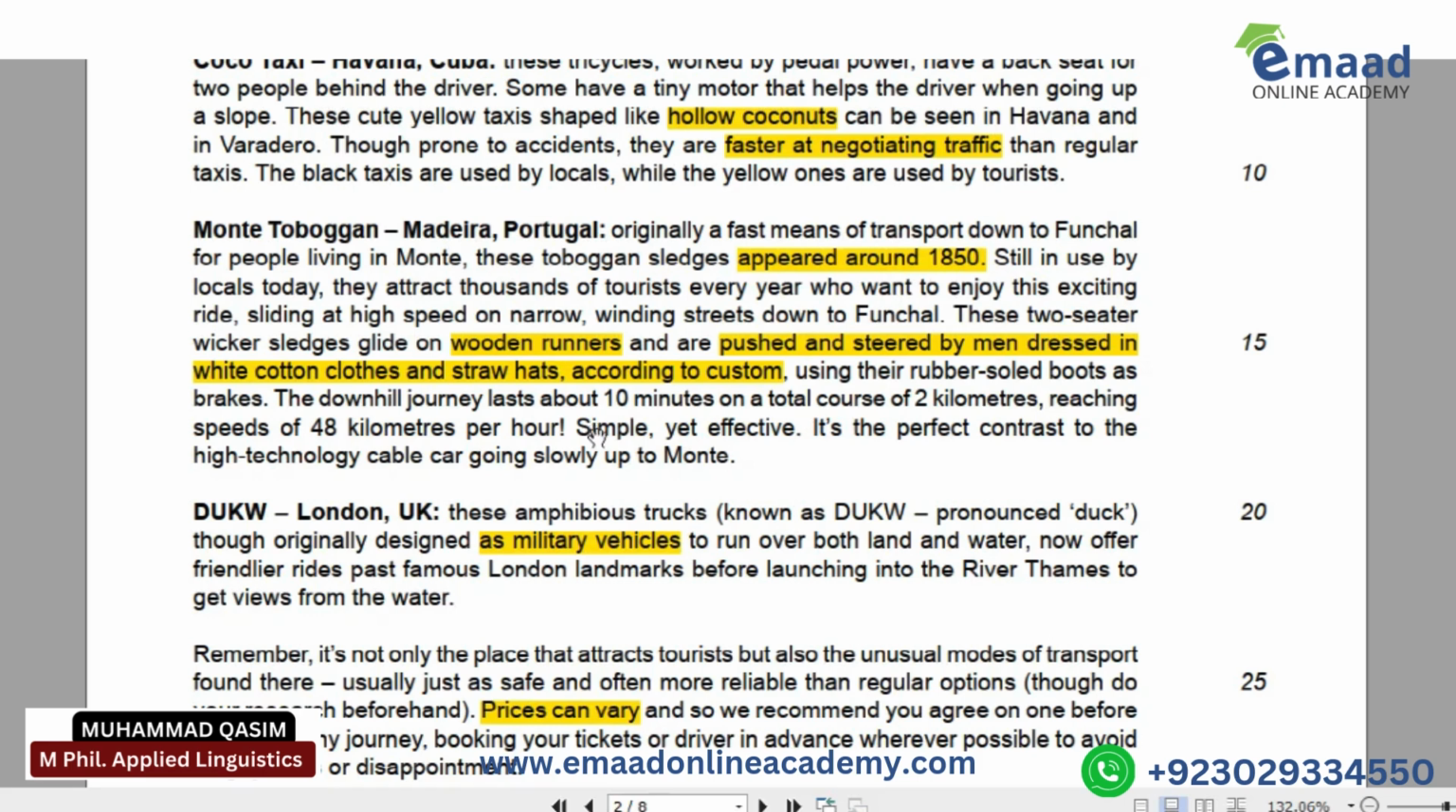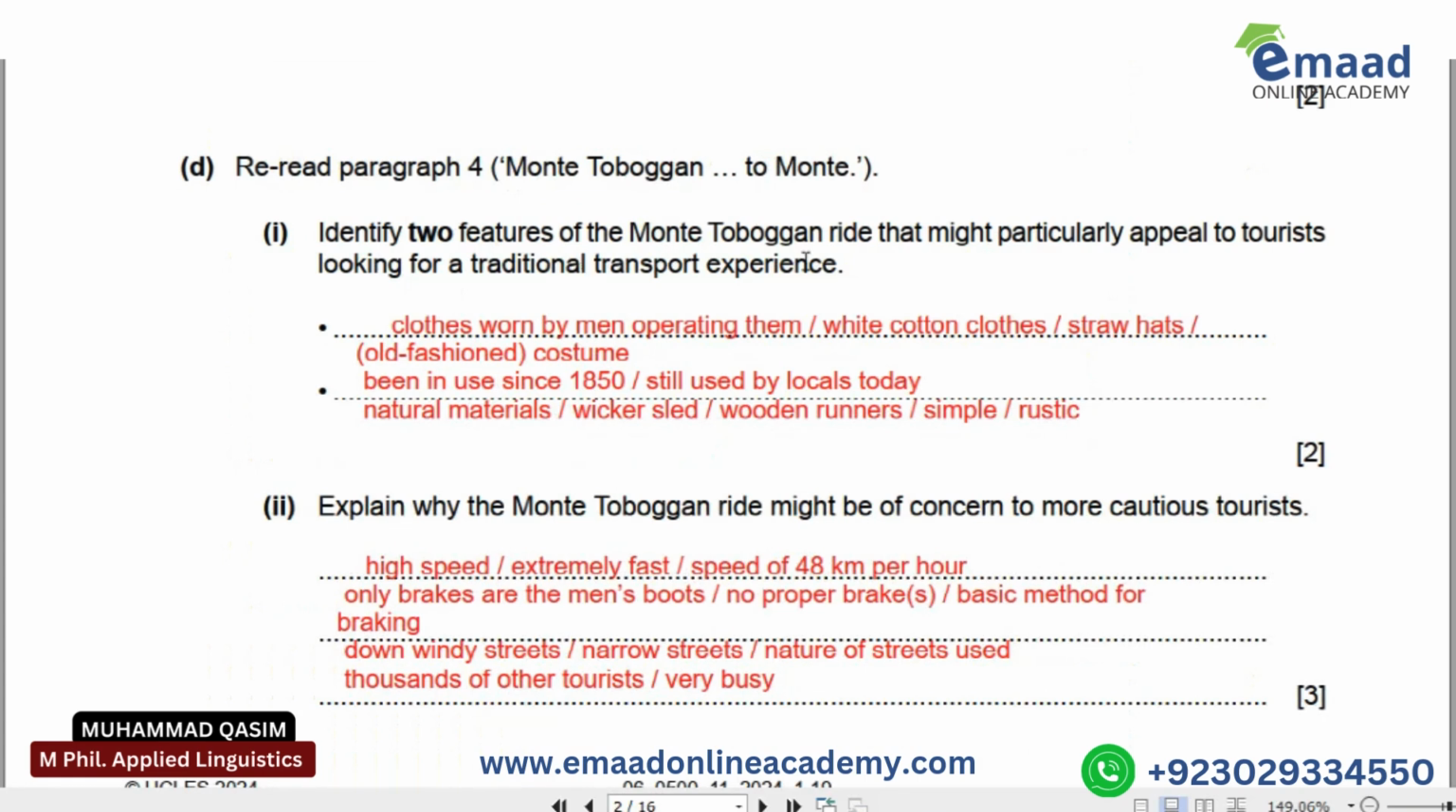It's simple. So the question is two features that might particularly appeal to tourists looking for a traditional transport experience. You have to be very careful about the tricky questions in exams, that the question is specific about those tourists who like traditional transport experience. So the traditional clothes worn by men are traditional, it's old, 1850, it's simple. So you can bring any two features from these to secure these 2 marks.